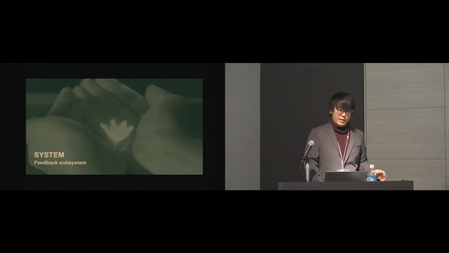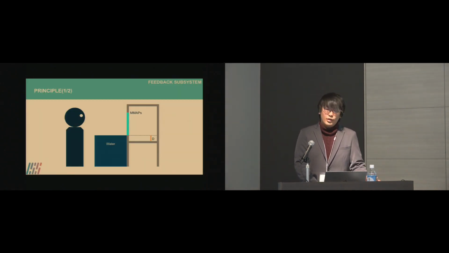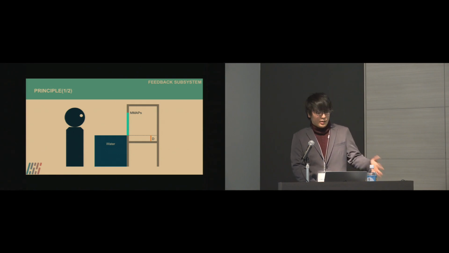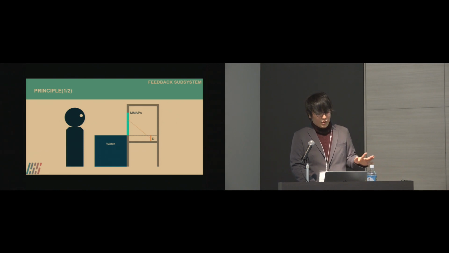Now I'd like to talk about the feedback subsystem. The role of the subsystem is to control the position of the light source according to the height of the water surface. As the position of the light source is lower, the position of the media image is higher.